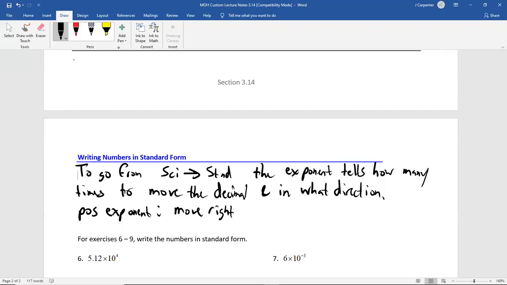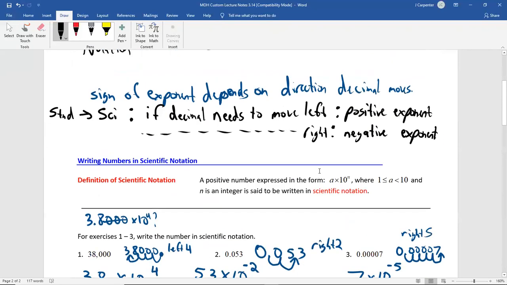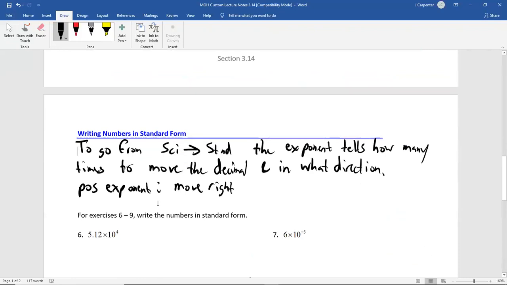Now I'm going to pause right there. If you see a positive exponent, you have to move it right. Let's go back to what we had before. We said if the decimal needed to move left before, it's a positive exponent. Now it's right and positive. What gives? Because we were going the opposite direction down the street. So everything is flip-flopped. So now if you see a positive exponent, to unravel it, you have to move it right. If you see a negative exponent, you have to move it left.